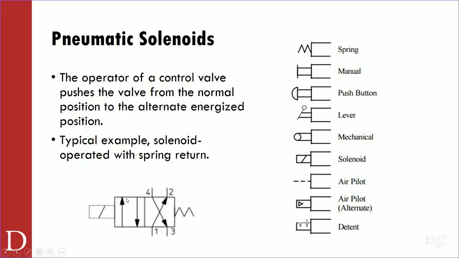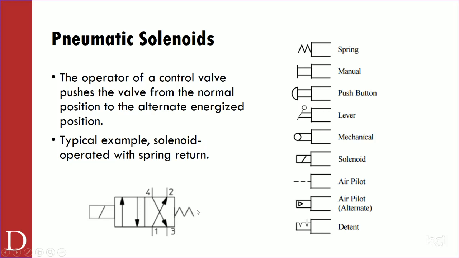That's my ways, and I can see that there's 2 of those square blocks. That's the number of positions. You'll notice in this particular case, it's a solenoid or an electrically operated valve. You'll see that on the left there, right? It's a solenoid or electrically operated valve. And then it's a spring return.